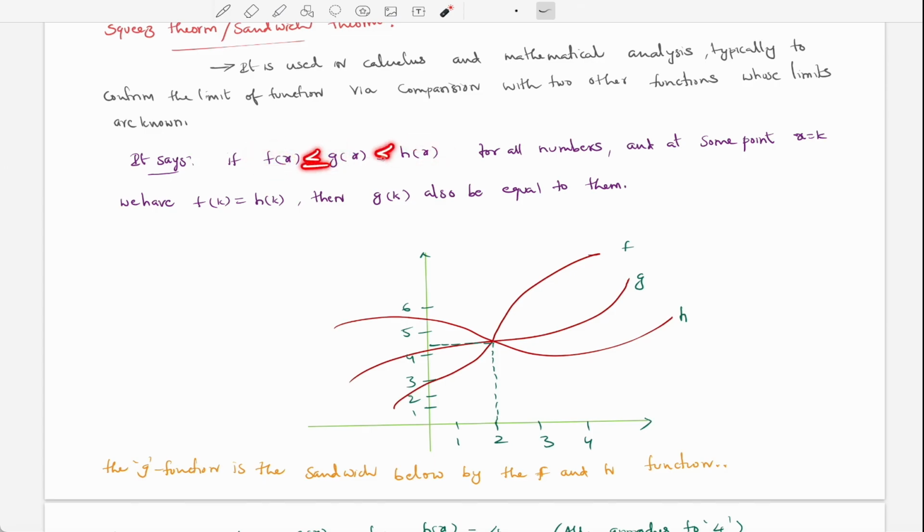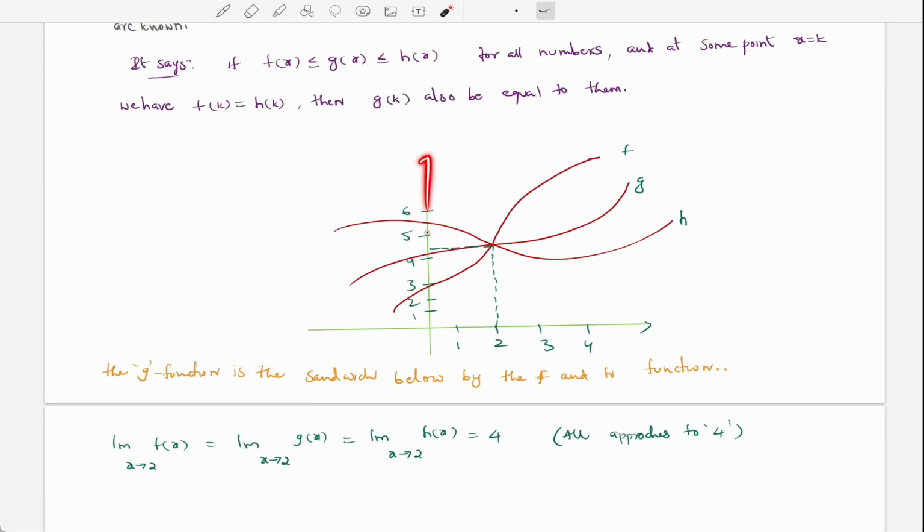So if there are three functions which are continuous for all numbers, and at some point x is equal to k, which is a constant, whatever it may be. So if f of x and h of x are equal there, then we can say that g of x is equal to these two also. So if the value becomes 10, and these values are also 10, then we can directly say from this theorem that the g of x value will also become 10. Okay, I hope you're getting an idea.